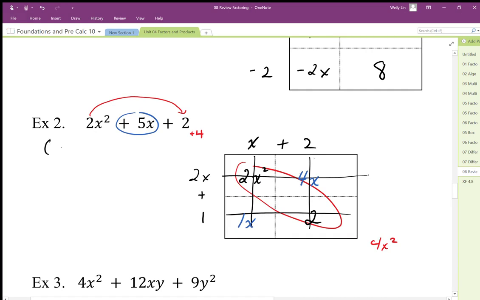So our area then of 2x squared plus 5x plus 2 comes from x plus 2 times 2x plus 1. Okay, so there's our 4x's here. X times 1 gives us a 1x on the outside.